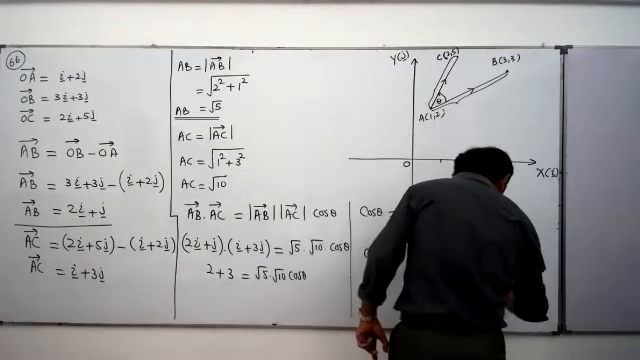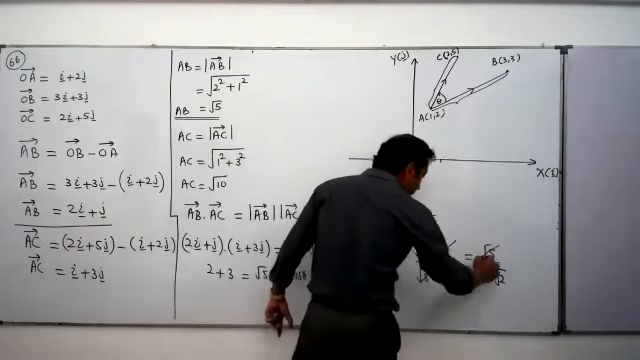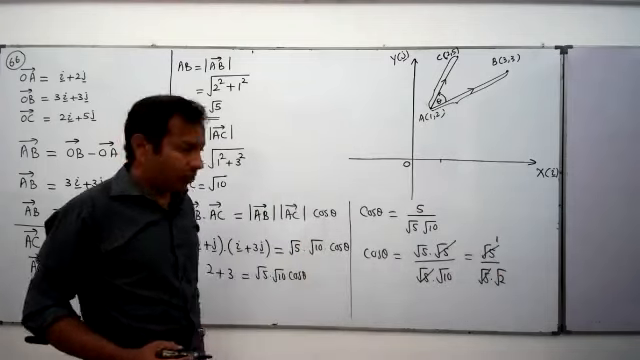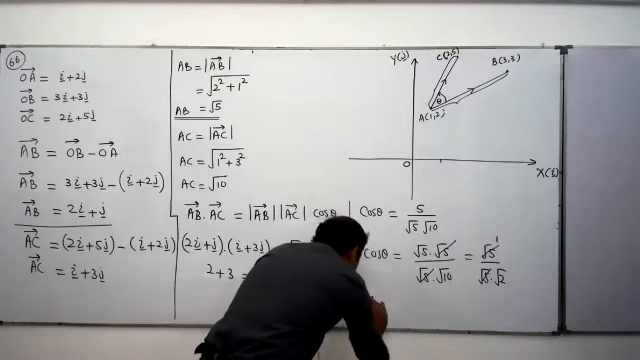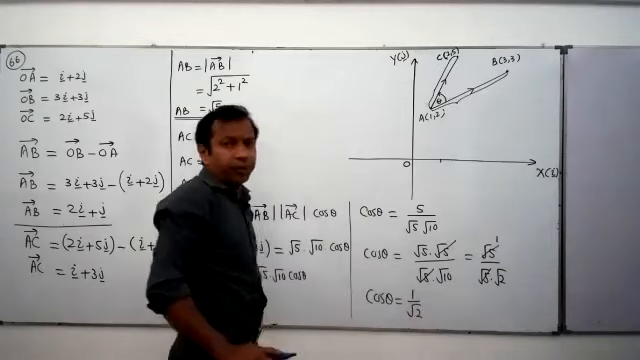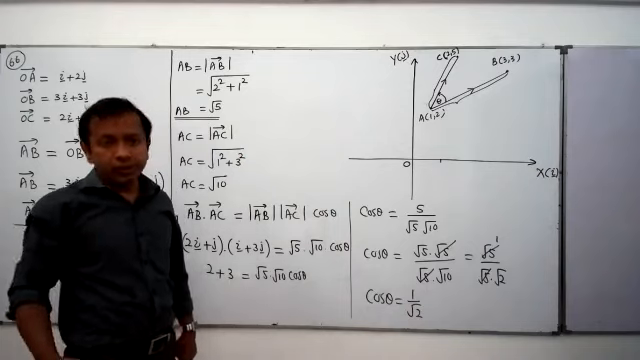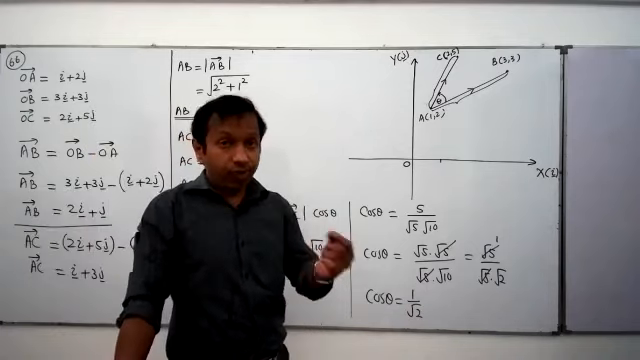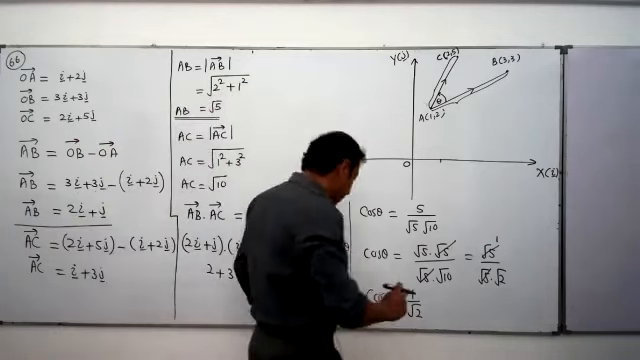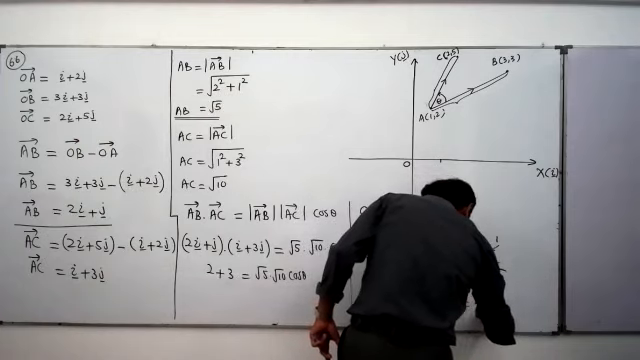Root 5, root 2, like this we can write root 10. Now this root 5 and this root 5 we can again cancel down. We have 1 at the numerator, root 2 at the denominator. Then cos theta is 1 over root 2. People, if cos theta is 1 over root 2, what is theta? Theta is 45, no? For the angle 45 only, cos becomes 1 over root 2. Understood? Okay. So this gives us theta equals 45 degrees.